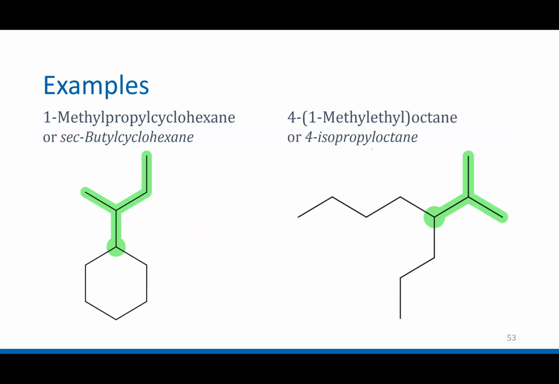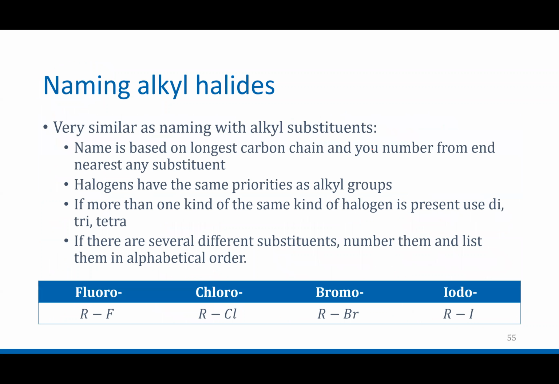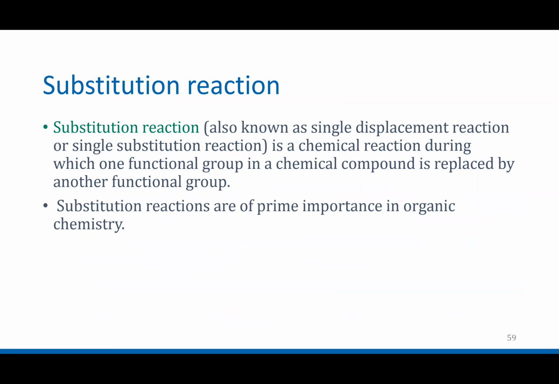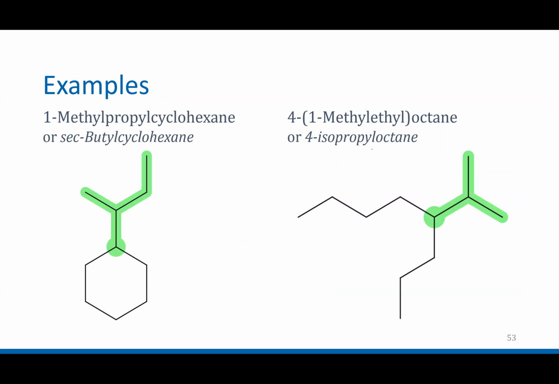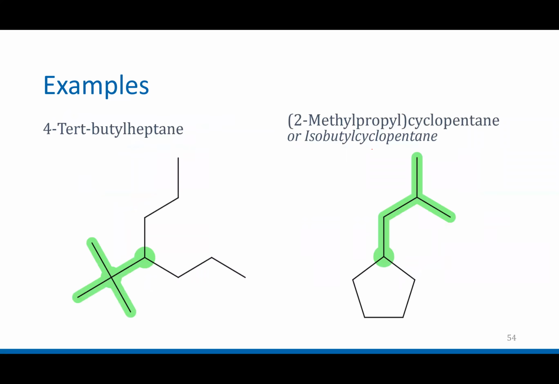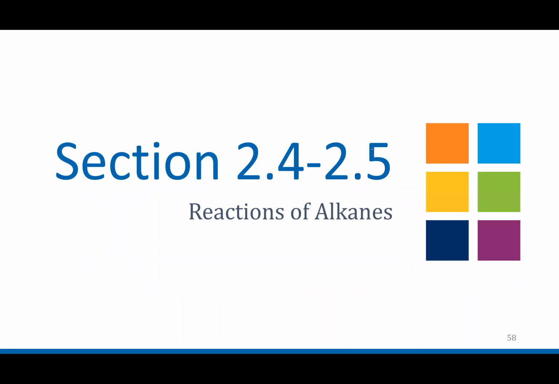Okay, so what's coming up next? I have a couple of examples here, and then we're going to talk about halo substituents. Like what if we put, instead of a methyl group, a chlorine or bromine? And that's really easy to do. And then I'll check the time and we might end with reactions.